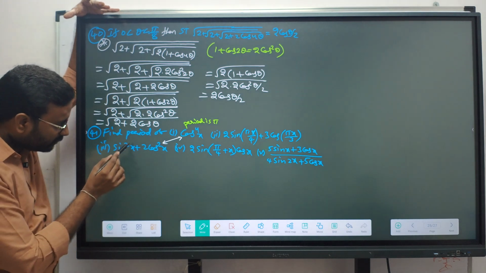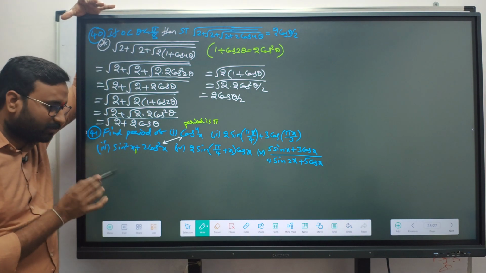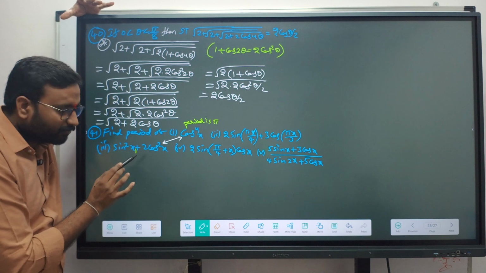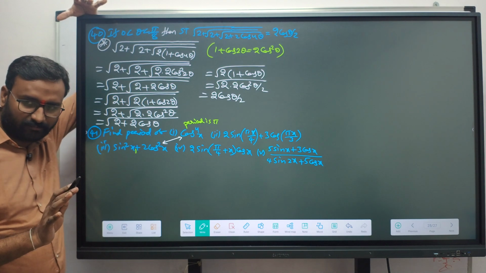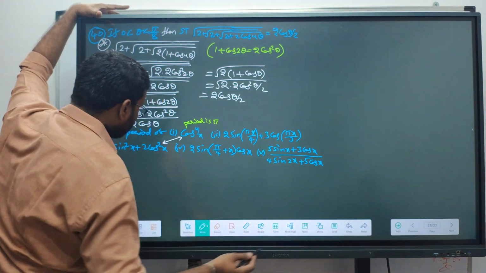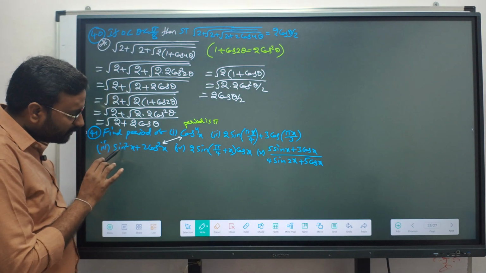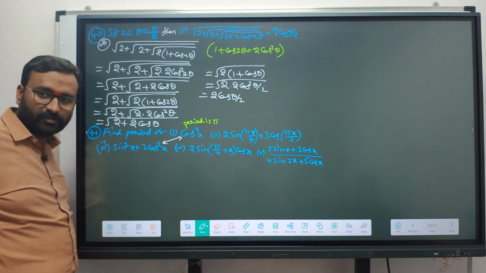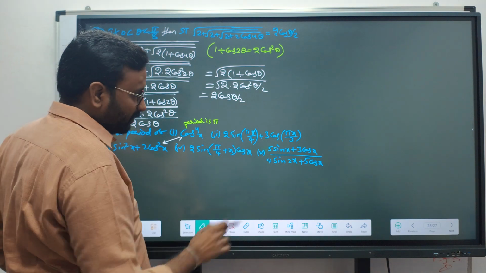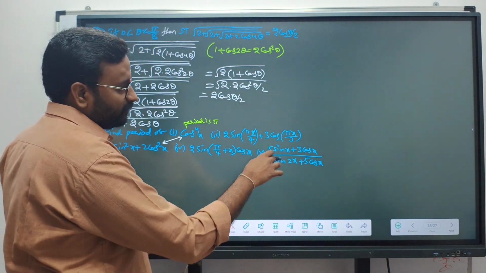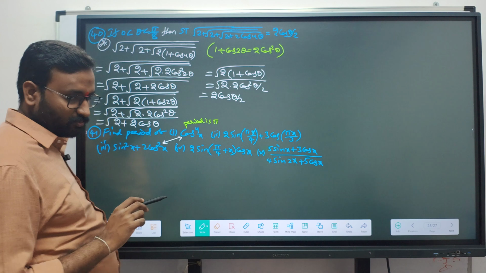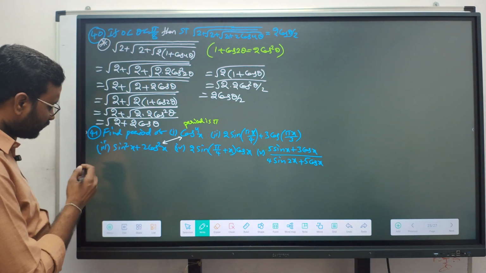What is the period of sin square x? Pi. Cos square x? Pi. The 2 is not a matter, that is the coefficient. That is not a problem. But here he is asking the period of the sum of two functions. Again a question: sum of two functions, product of two functions, division of two functions. So how can we find it? Simply see the second one.